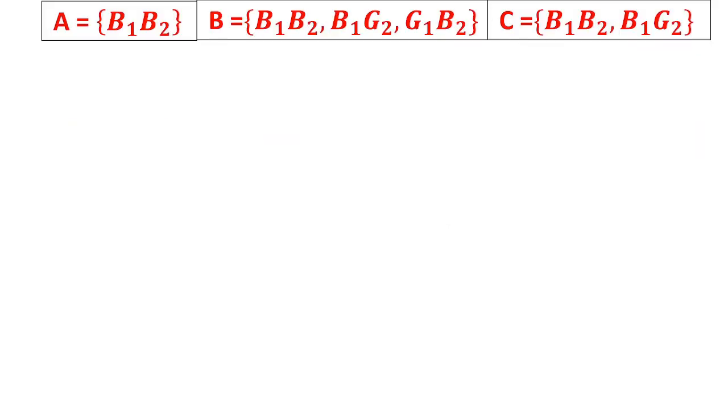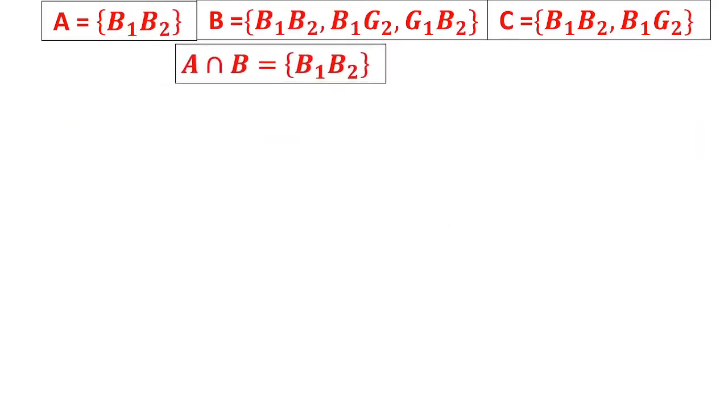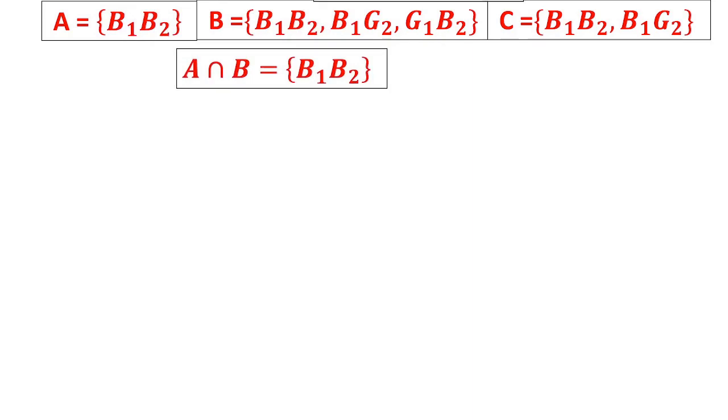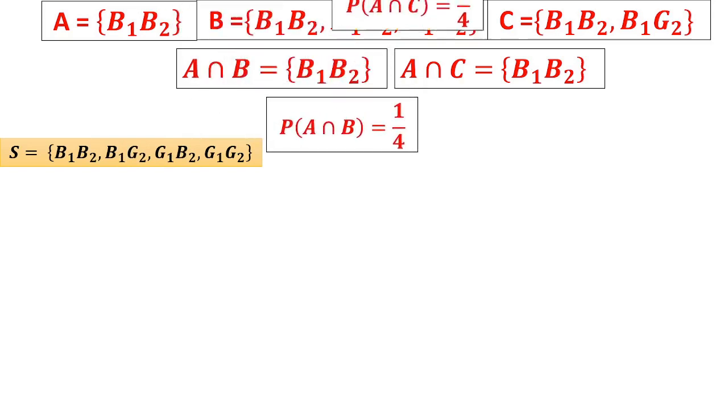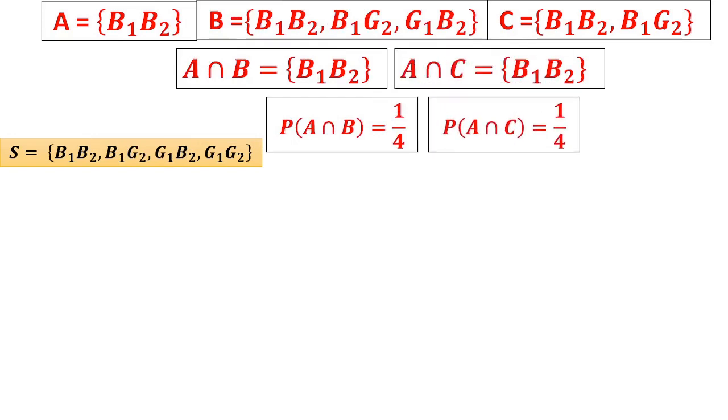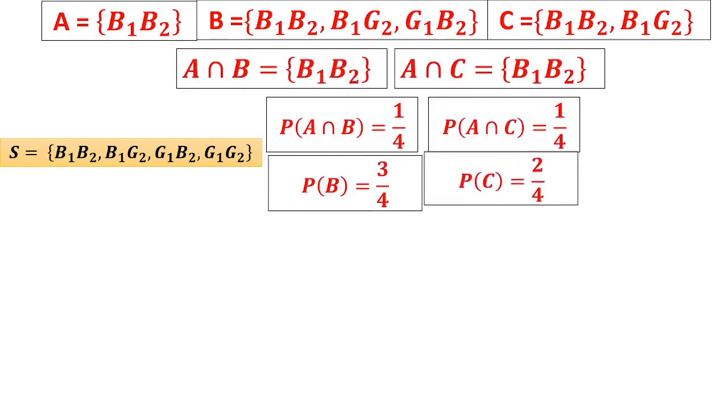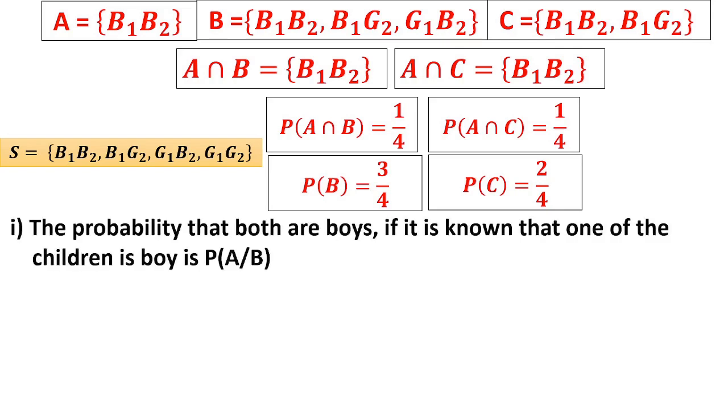Keeping everything ready, I can now go for answering the questions. I can find A intersection B now, and A intersection C. Therefore, probability of A intersection B is equal to 1 by 4. Probability of A intersection C is also 1 by 4. Probability of B is equal to 3 by 4. Probability of C is equal to 2 by 4.